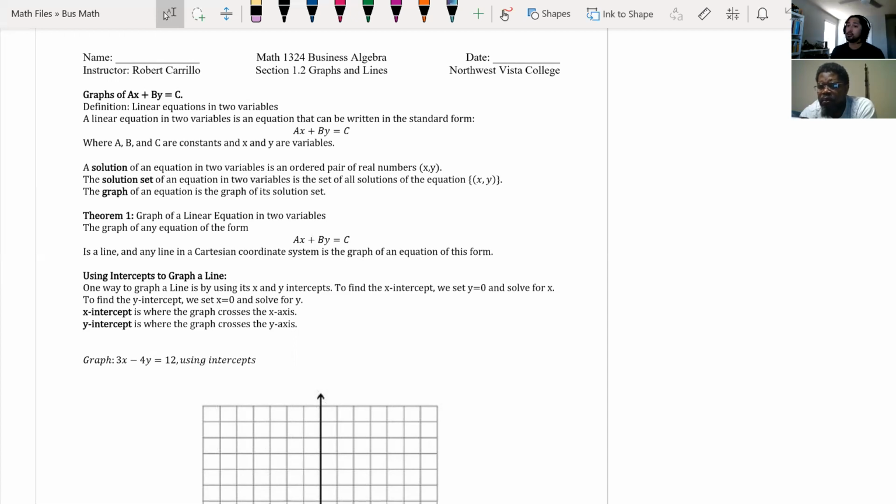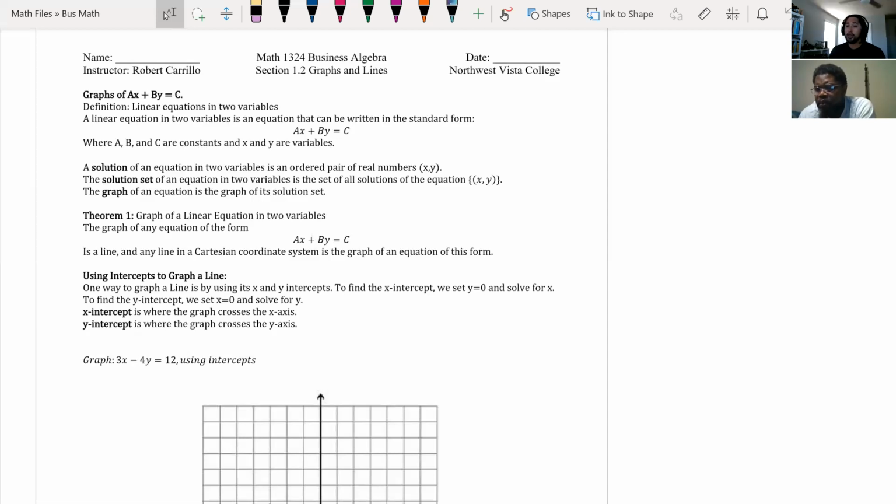A solution to a linear equation in two variables is given as the pair of numbers called x, y. The solution set of an equation in two variables is the solution set x, y. And a graph of an equation is the graph of its solution set. So whenever you're graphing a function, you are graphing all the solutions that hold that equation true.